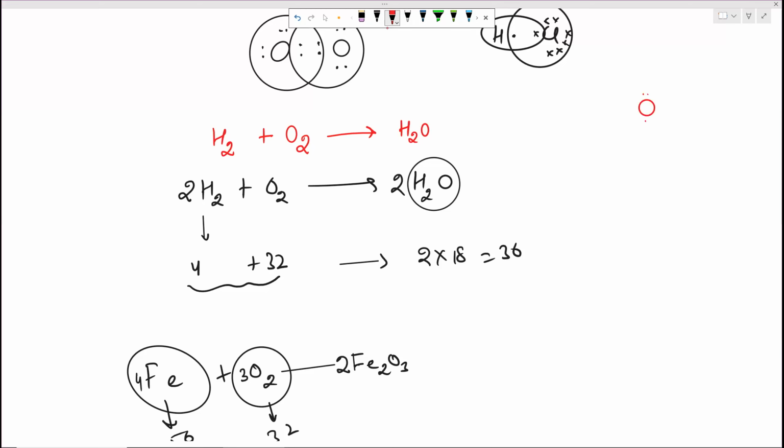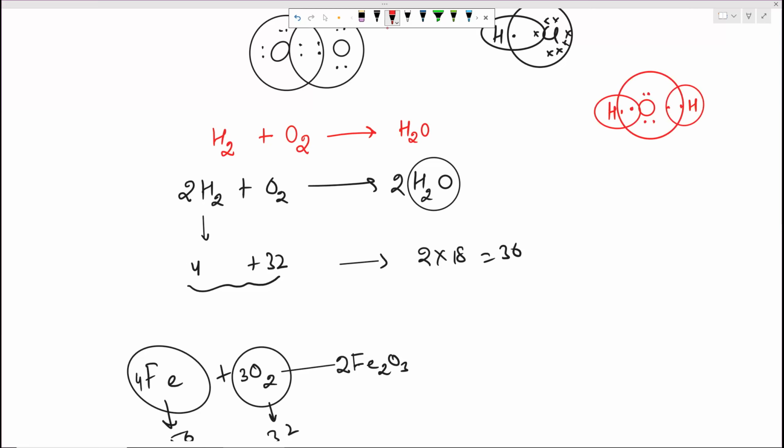Oxygen has 6 electrons, so it will combine with 1 hydrogen each to complete its octet, this way and this way. Okay, understood? Yes, sir.